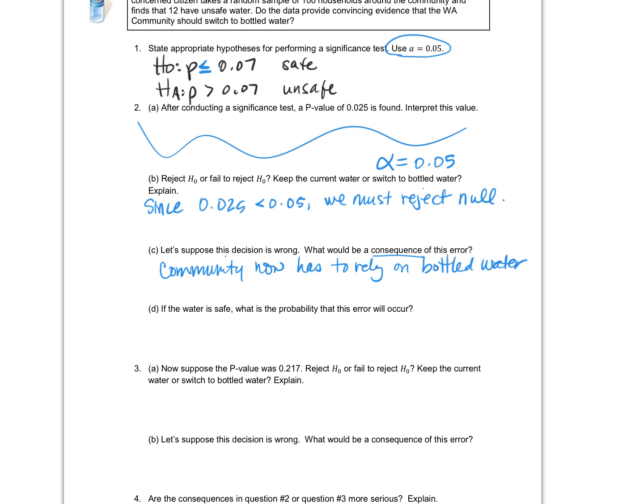Now, I don't know how you would know this, but on D it says if the water is safe, meaning if we made a mistake and the water was really safe, even though we told the community it wasn't safe, the probability of that happening is whatever the alpha level is. So in this case, it's 0.05. So that would mean it's the probability of being safe but we told them unsafe.